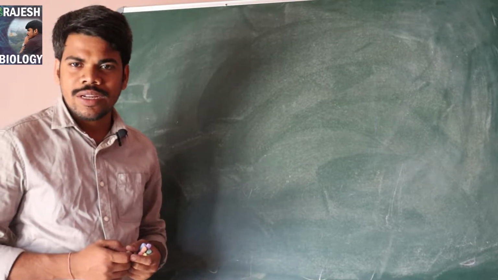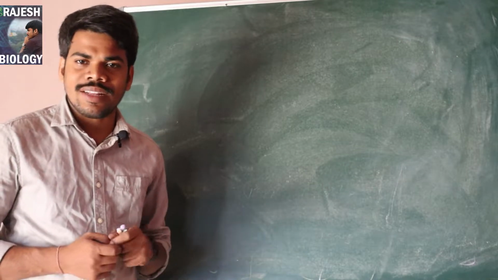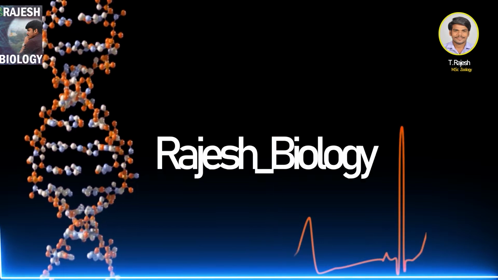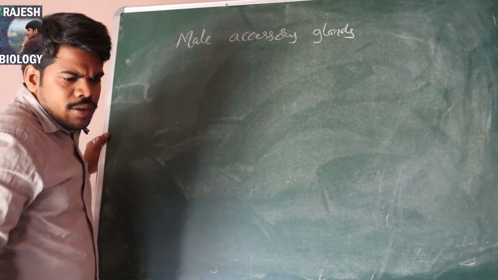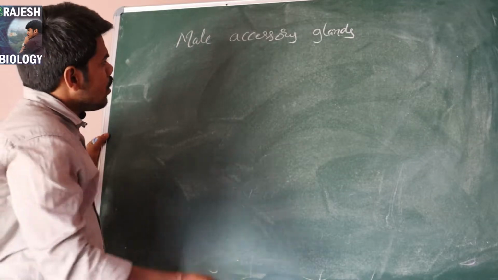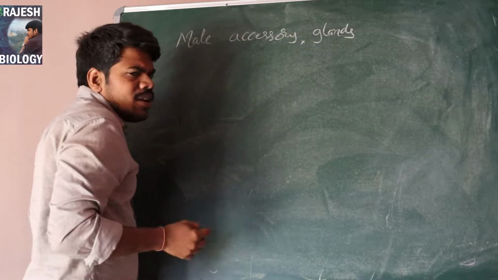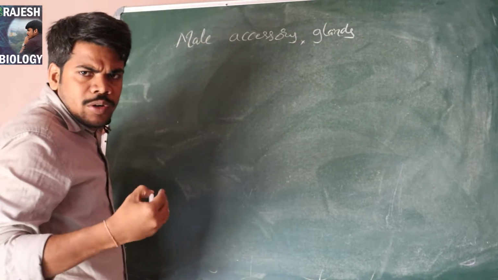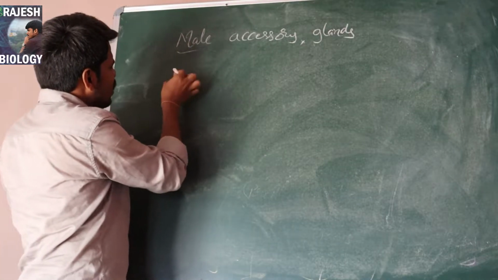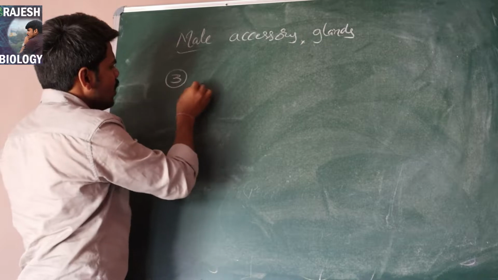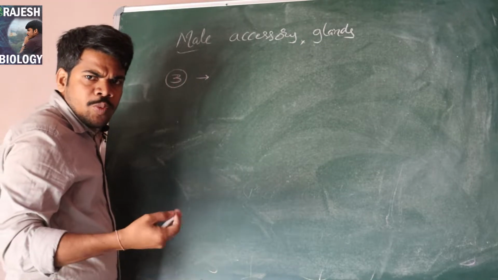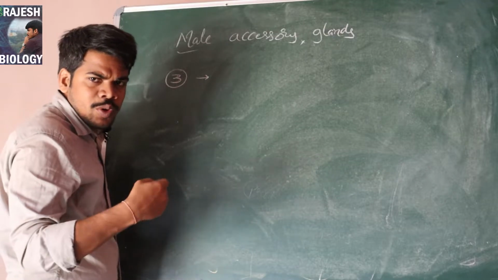Today our topic is male accessory glands. Actually these are accessory genital glands. Accessory genital glands are male accessory glands of the reproductive system. There are three different glands present to assist the reproductive process, to assist the fertilization process.